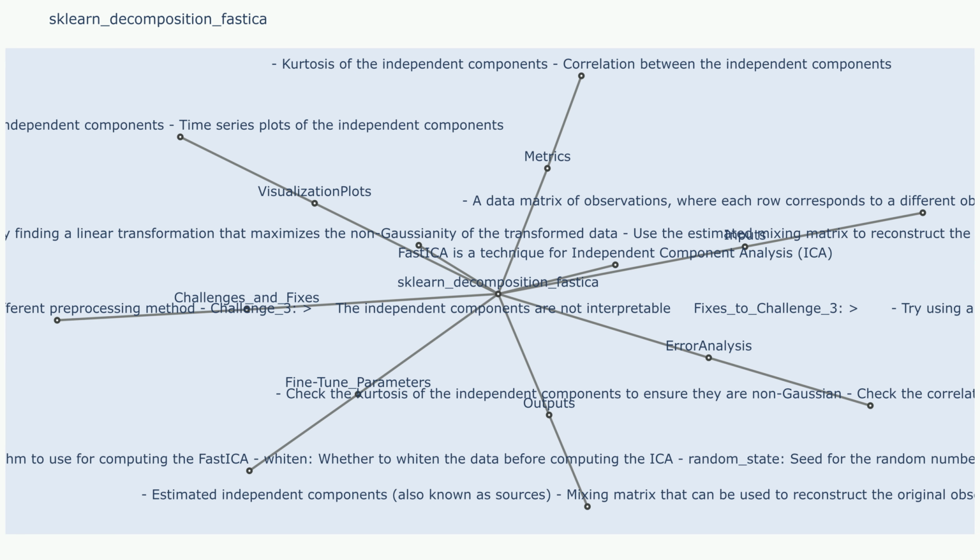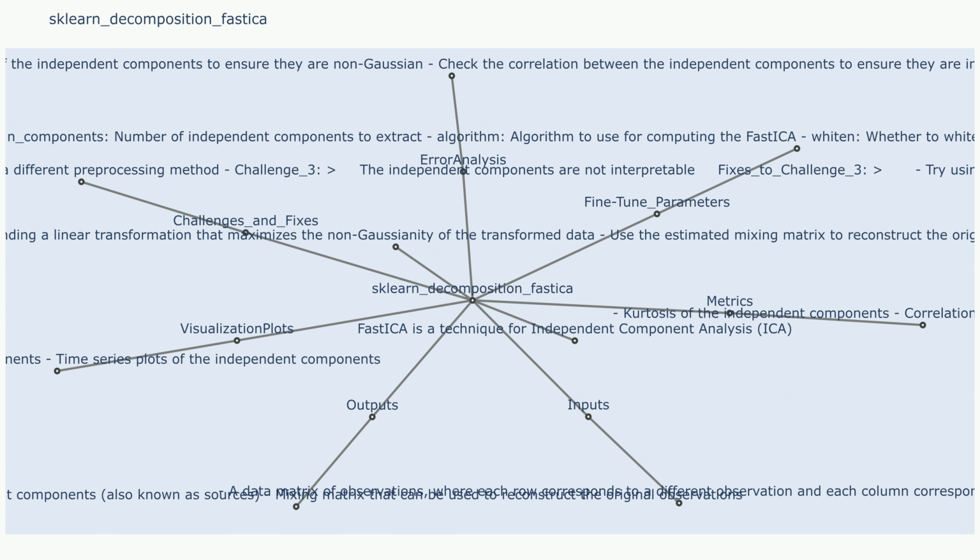Inputs. Input 1. Explain in detail. The input data must be a 2D array, where each row represents a sample and each column represents a feature. The data should be centered, zero mean, and preferably whitened. Input 2. Explain in detail the number of independent components to extract. This is also known as the number of sources.